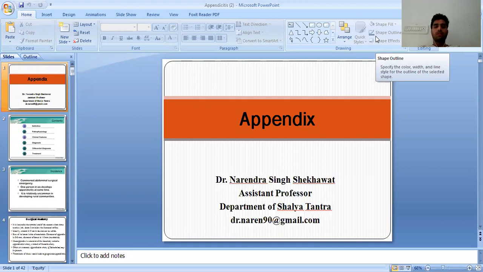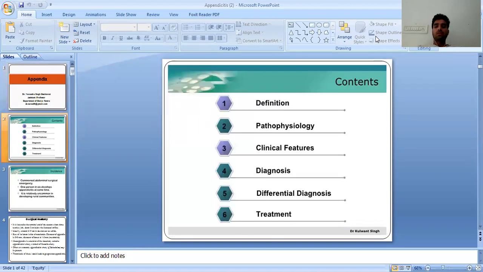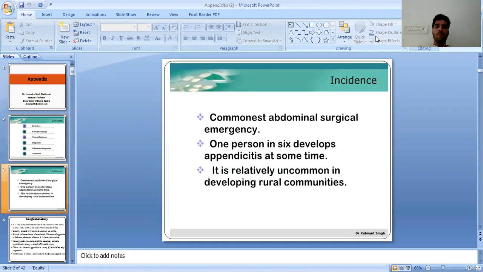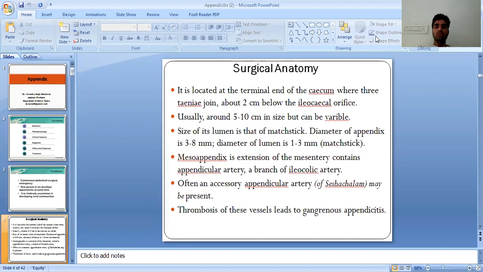In the previous class, we discussed ascites. Now, in today's class, we will discuss appendix. Contents of appendix: definition, then pathophysiology, clinical features, diagnosis, differential diagnosis, and treatment. Incidence, as you can see. Surgical anatomy.